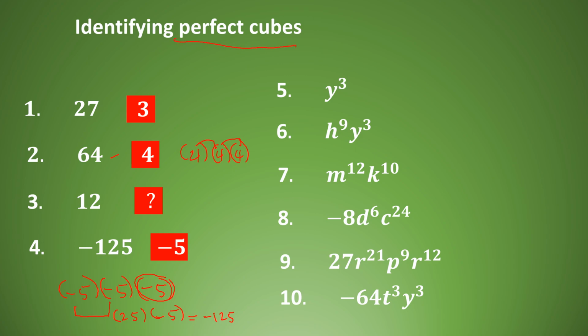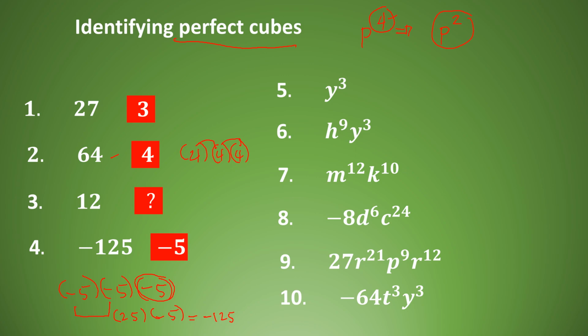Okay, so if we recall perfect square, we can only say an expression is a perfect square if the exponent is exactly divisible by 2. So like p to the 4, this is a perfect square because the 4 as an exponent can be exactly divided by 2. So 4 divided by 2 will give us p to the 2. And p to the 2 is the square root of p to the 4.